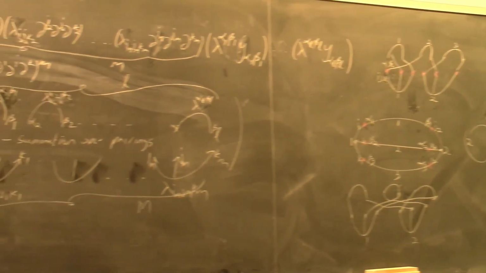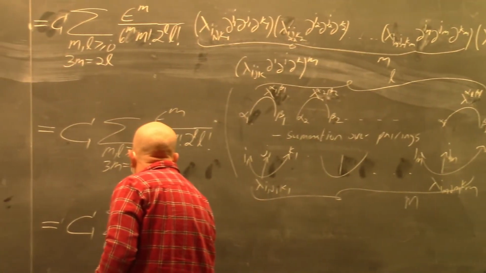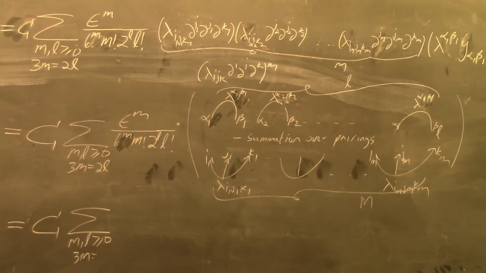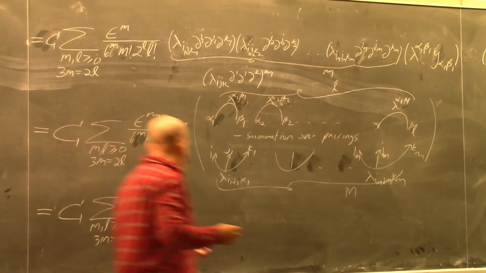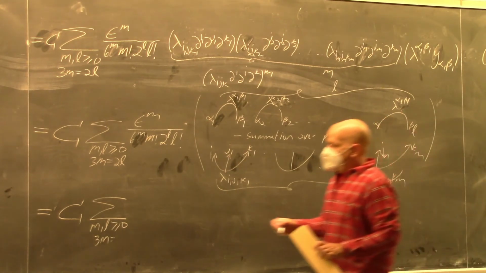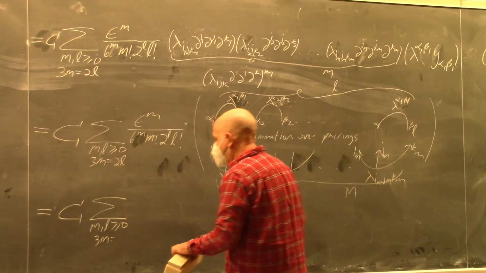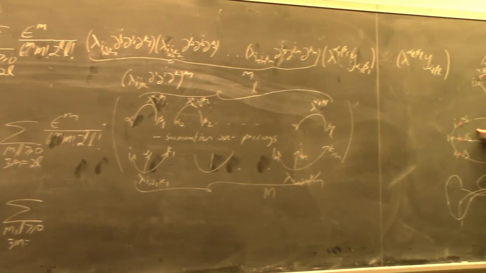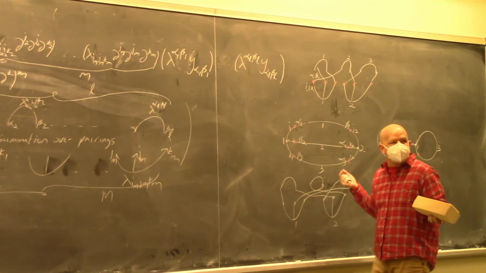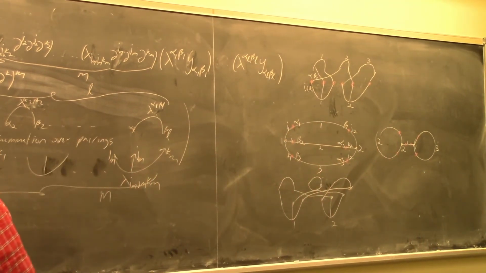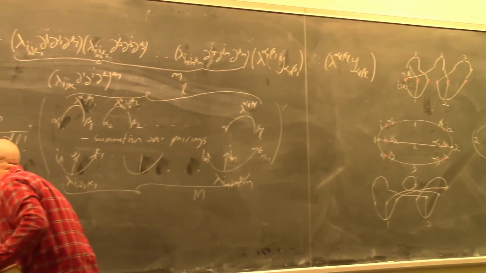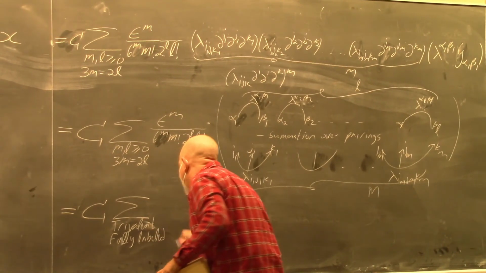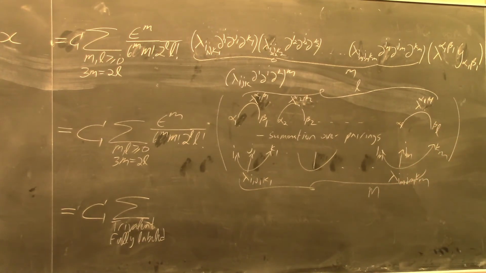So anyway, this summation becomes C times the sum, well, unfortunately, I have to copy this. So let me include this summation into the graph. You see, out of the graph, you can read what is M and what is L. M is the number of vertices and L is the number of edges. Okay? So this is really a summation over trivalent, fully labeled, so fully labeled means labeled according to these rules.